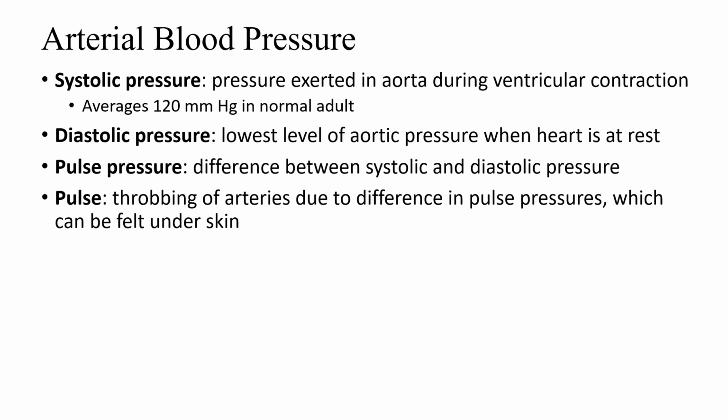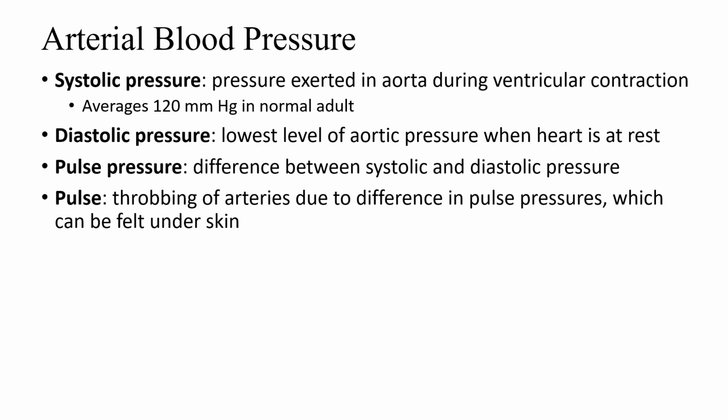So talking about arterial blood pressure, you have the systolic side. This is the pressure in the aorta during ventricular contraction. In a normal adult, it is 120 millimeters mercury. And then you have the diastolic pressure, which is the lowest level of aortic pressure when the heart is at rest. So one cardiac cycle, right? We've contracted, now we've rested. That is your blood pressure, systolic over diastolic. So 120 over 70 is pretty normal.